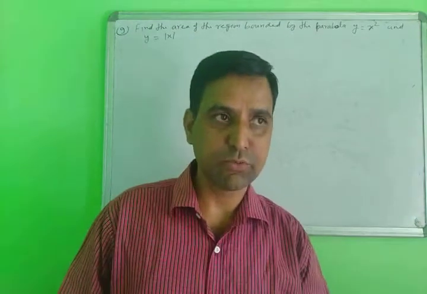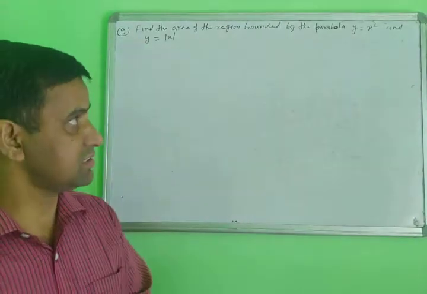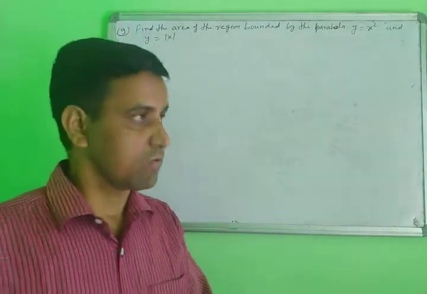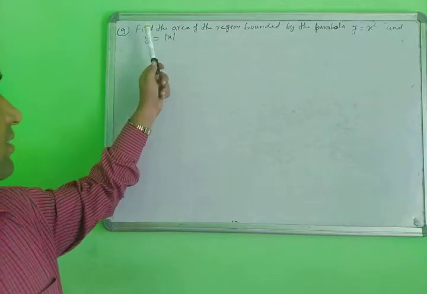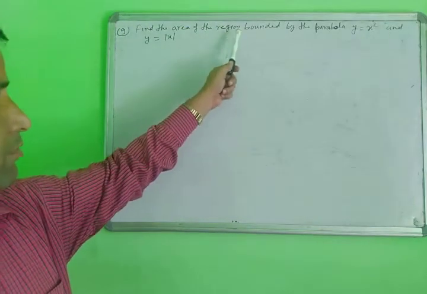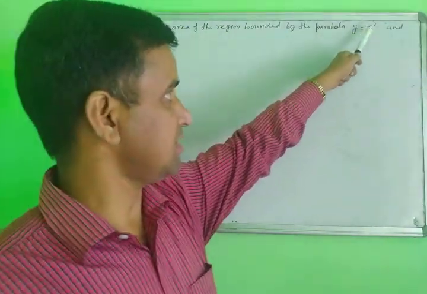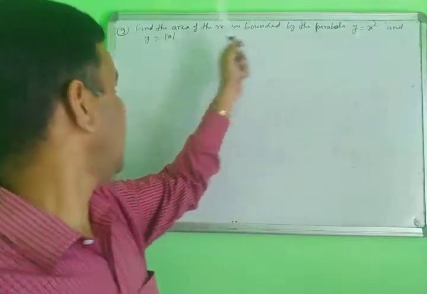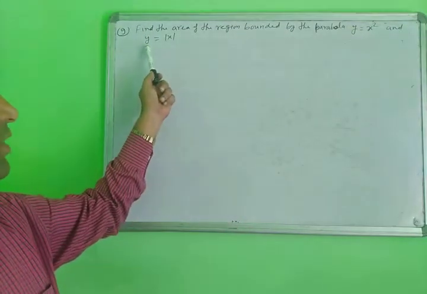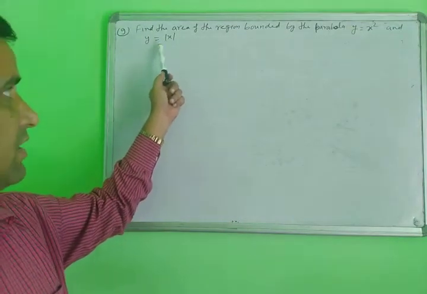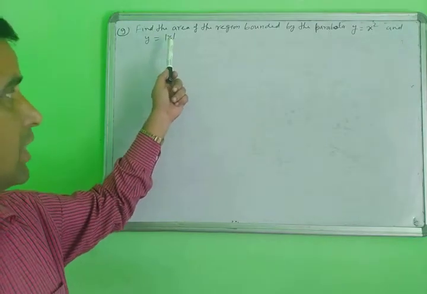Yes, class. Next I am taking very important questions, of a different type. This is question number 9. Find the area of the region bounded by the parabola, this is the equation of the parabola, and the line, the equation of the curve, line y equal to mod x.